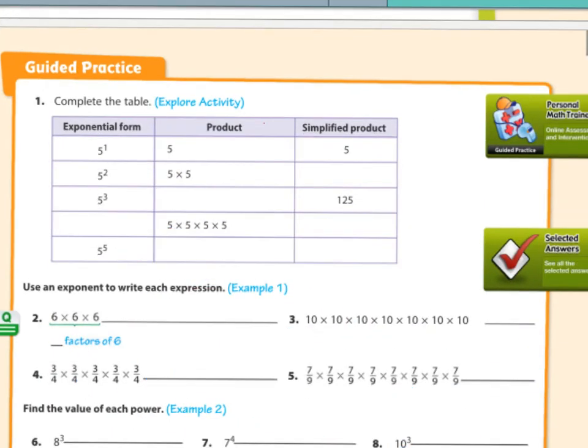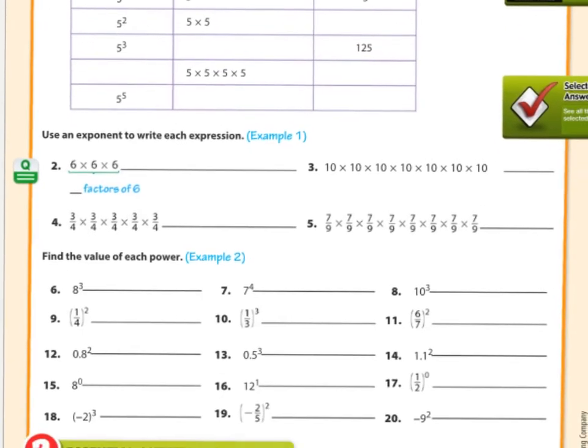So you're going to go ahead and write down these examples also. Number 2 says use an exponent to write each expression. We're not solving it, we're just writing it. So what's being multiplied over and over again? The 6. And how many are there? 3. So it's 6 cubed.